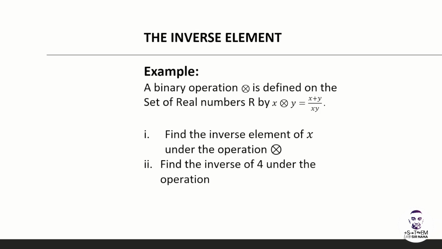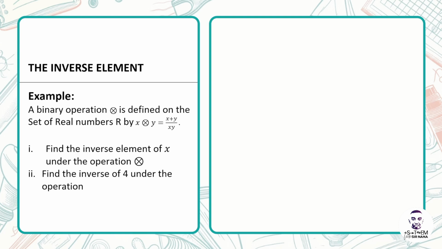So the example says that a binary operation, and the operation symbol is here, is defined on a set of real numbers R by x operation y to be equal to x plus y over xy. And first, you have to find the inverse of the element x under the operation. And we have to find the inverse of 4 under the operation. So now let's consider a solution for this question.